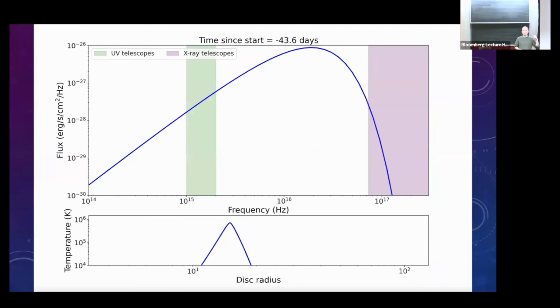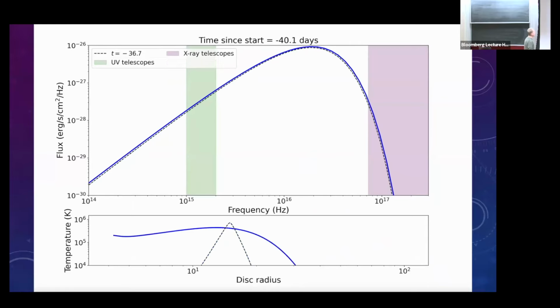So what would you see at Earth? Put this 90 megaparsecs away, because ASASSN-14li is 90 megaparsecs away. This is going to be the disk again at the bottom. This is what you would see with the Swift X-ray telescope. This is what you would see with HST.